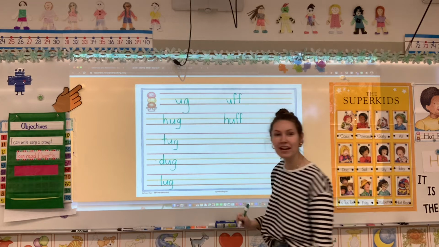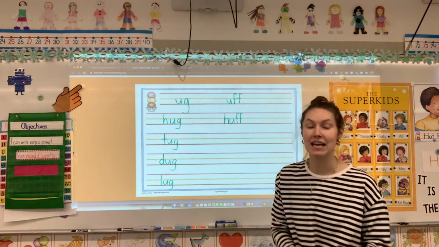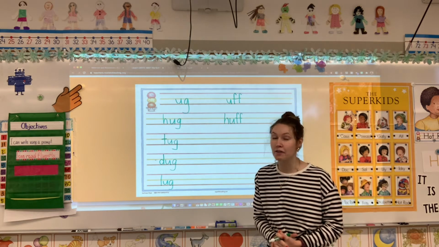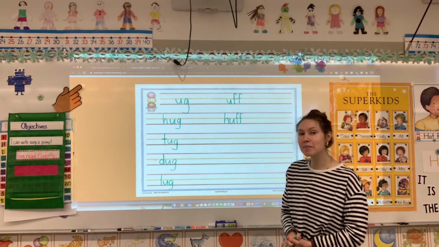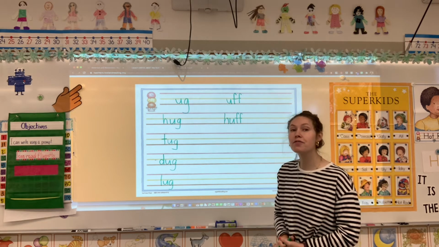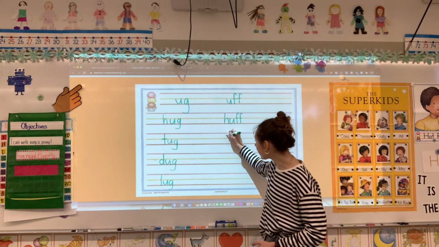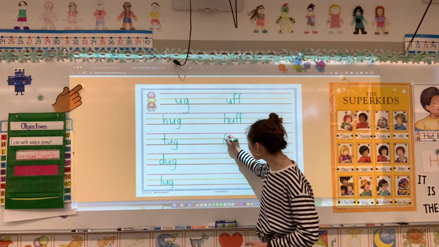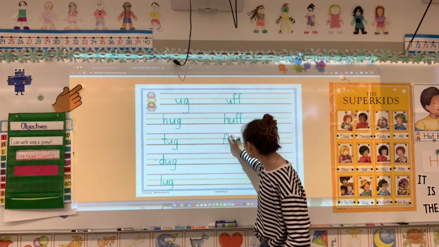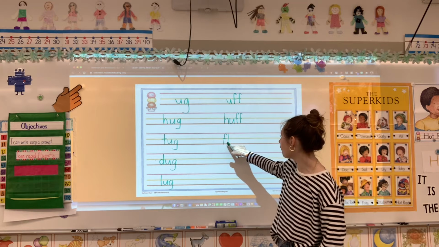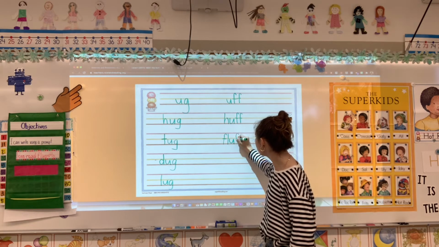Very good. Let's do another one. This time we're going to start with a blend. We're going to write the word fluff. What do we hear at the beginning of fluff? Fl. I hear a letter F first, but then I also hear a letter L. That blend there says fl, and then we're going to add that F ending. Fluff.